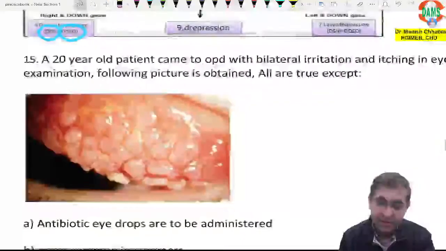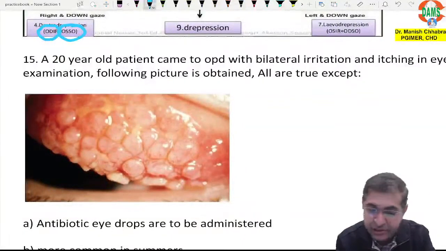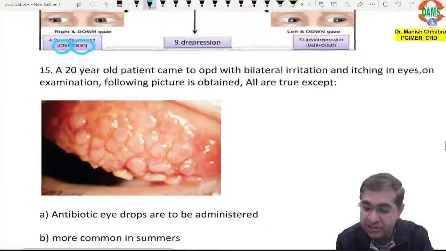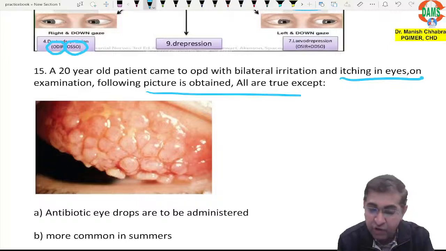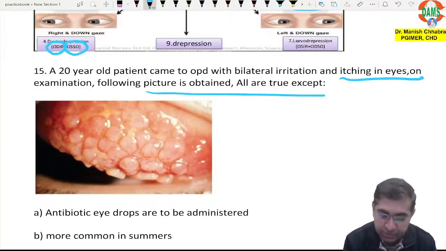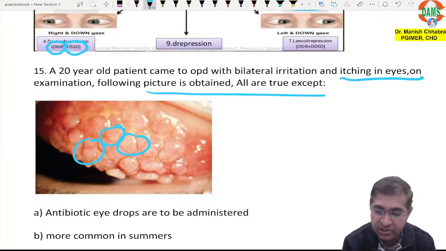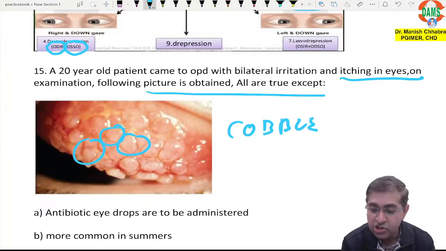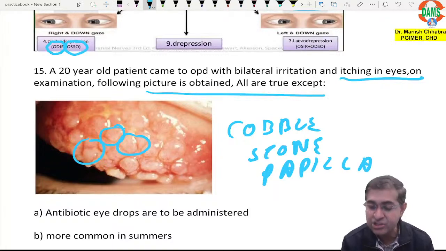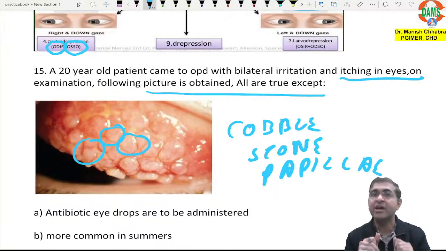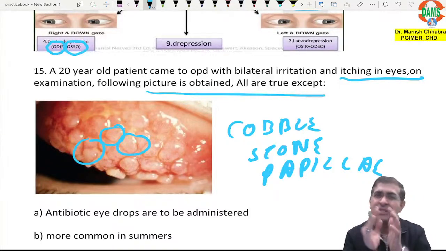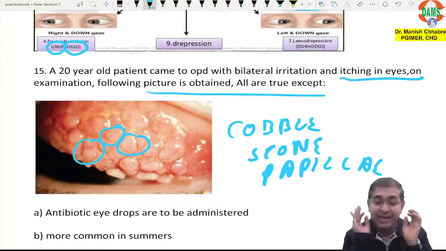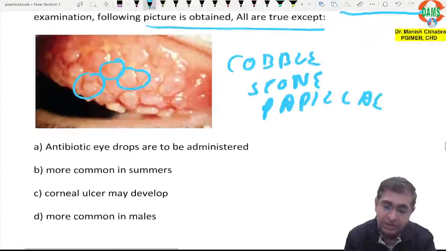Yes, okay. Now a 20-year-old patient came to OPD with bilateral irritation and itching in the eyes. On examination, the following picture is obtained. All are true except, so what is this? You can appreciate that these are your cobblestone papillae. Typical history of allergy which is given. Bilateral, 20-year-old means nearly a teenager, and there is itching. So this is allergy.